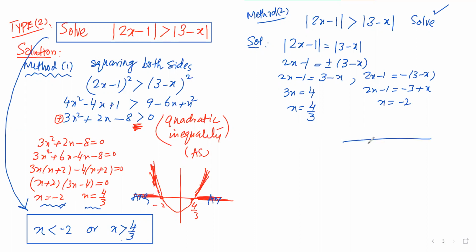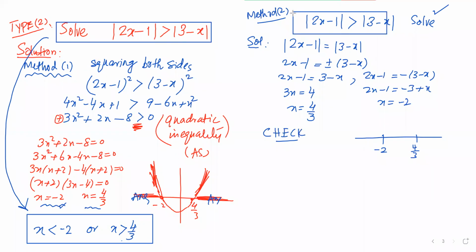So we draw the number line, and on the number line, mark these 2 points in order: the negative number on the left and the greater number on the right hand side. So there are three parts. Then we'll check which part is satisfying our given inequality. So this was the question.